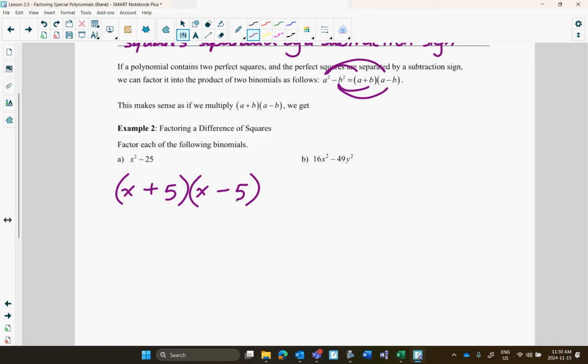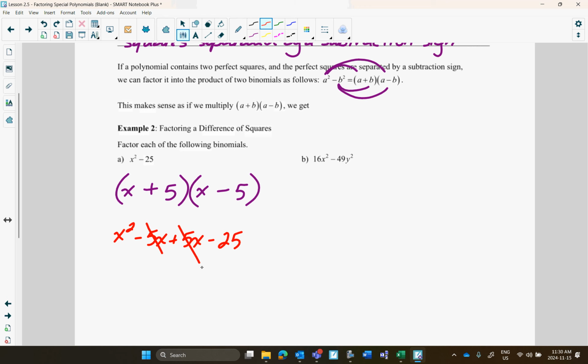Because watch what happens when you multiply it through. We get x times x, which is x squared. X times minus 5, which is minus 5x. 5 times x, which is plus 5x. And 5 times minus 5, which is minus 25. Those cancel out, and we're left with x squared minus 25.